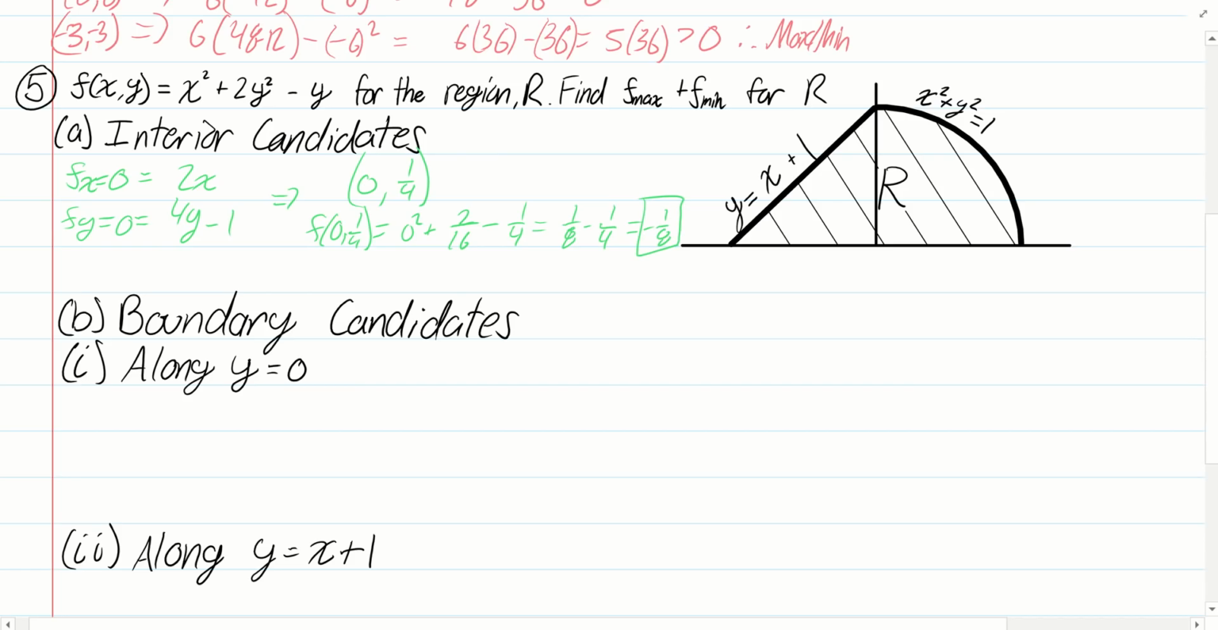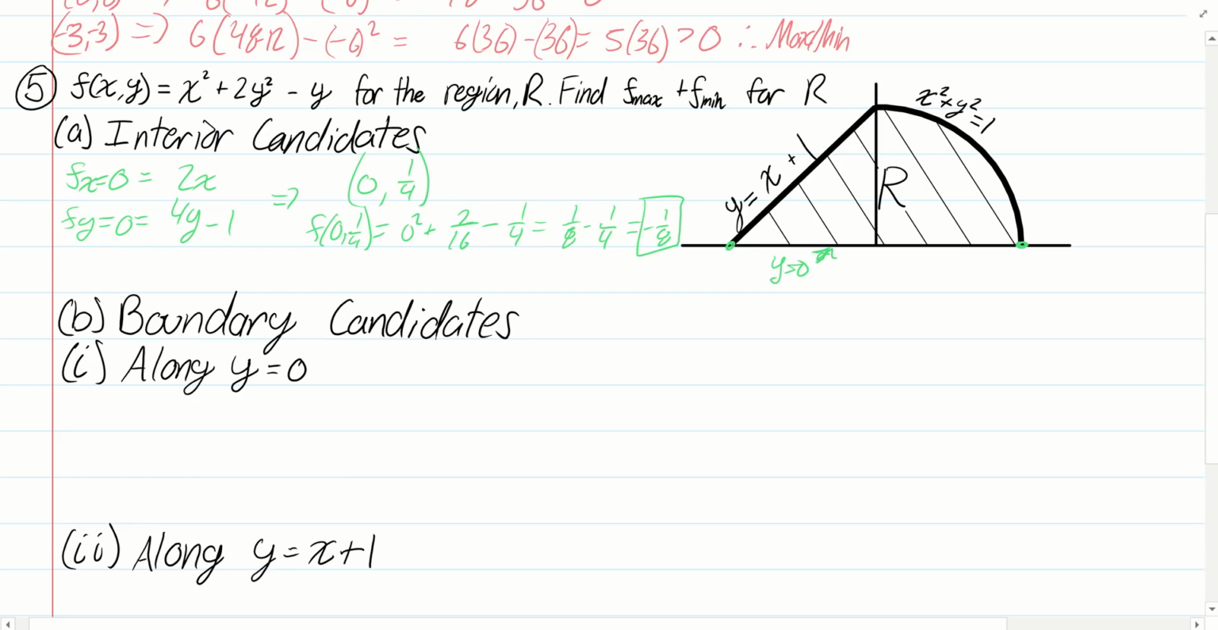So that's how you test interior candidates. Now boundary candidates, along y equals 0. So along y equals 0 is this line right here. That was a terrible arrow. That would include these 2 points, and y equal to 0.